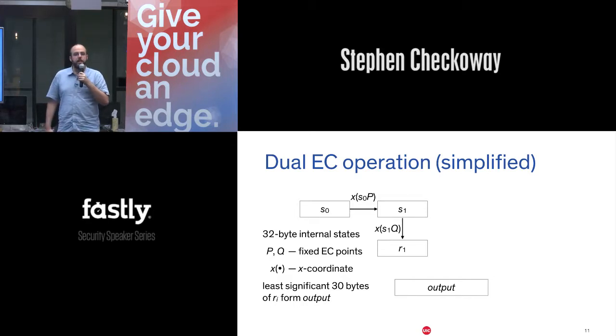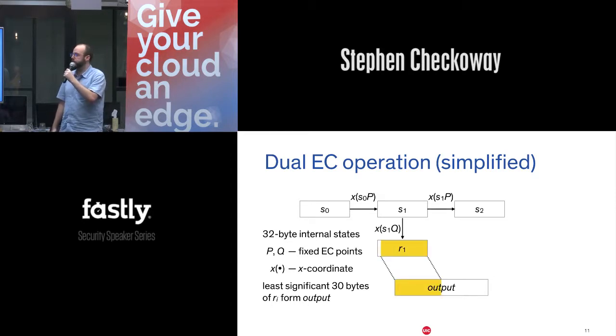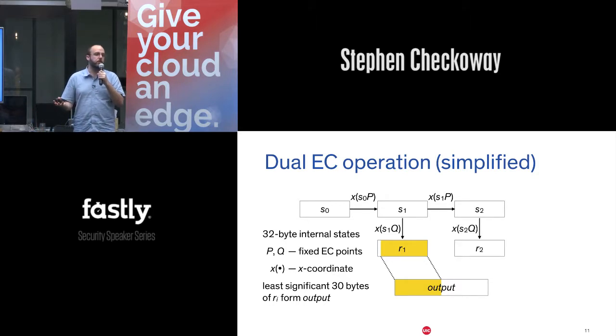And then finally, for some statistical reasons, we don't use all of R1 here as our output. Instead, we take the least significant 30 bytes of R1, and that forms the most significant part of our output. And then this process continues. We take S1, multiply it by P, take the x coordinate, and that gives us S2. Take S2, multiply it by Q, take the x coordinate, and that gives us R2. Take the least significant 30 bytes of R2, and that forms the next 30 bytes of our output, and so on.